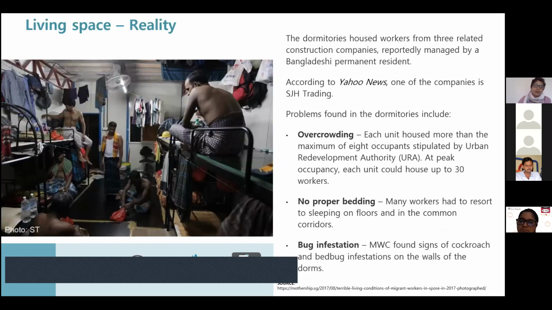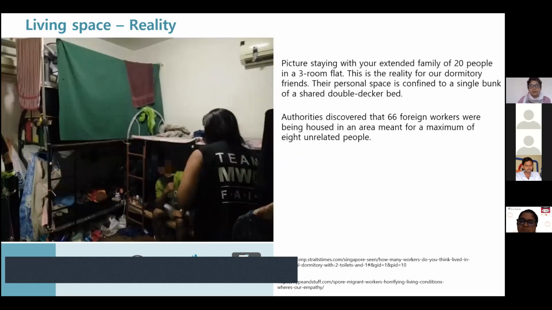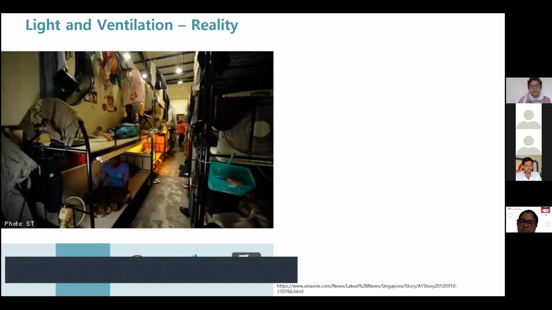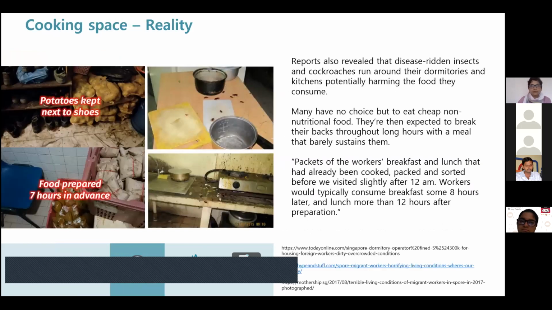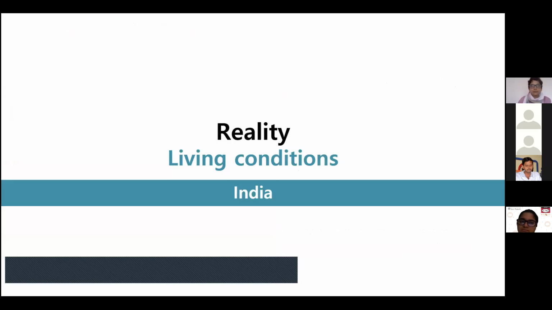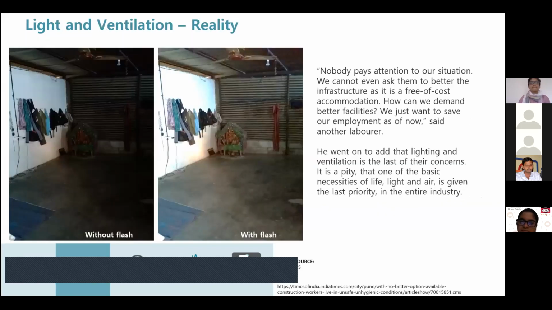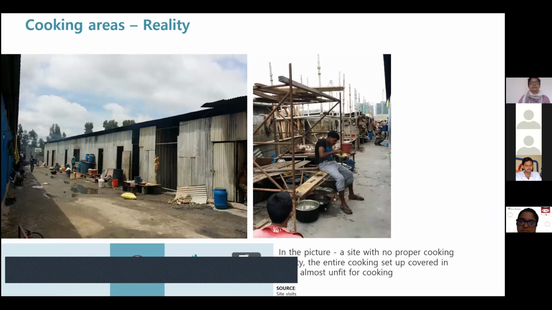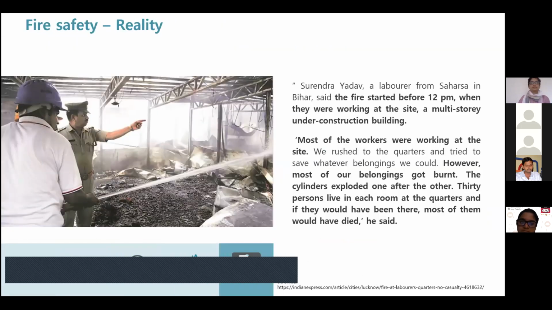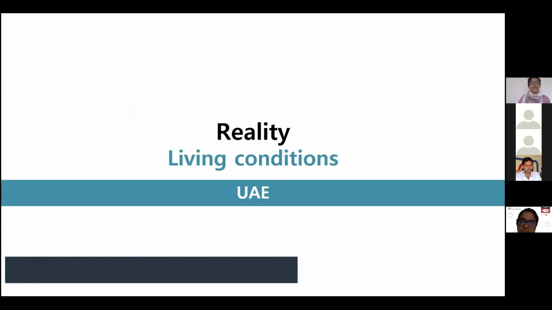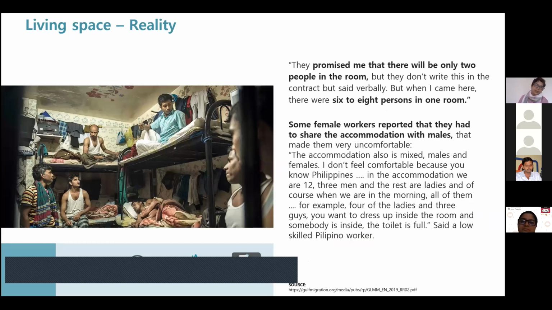So this is the reality, despite what the government is doing. But the government is now currently bringing in the overcrowding laws. Before that, it was not so. So India, I think you'll all be very familiar. UAE, again, what the law says and what is the reality. They promised me there will only be two people in the room, but they don't write it in the contract.